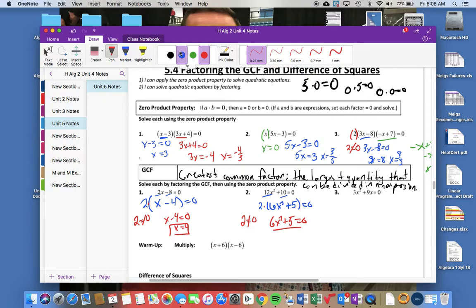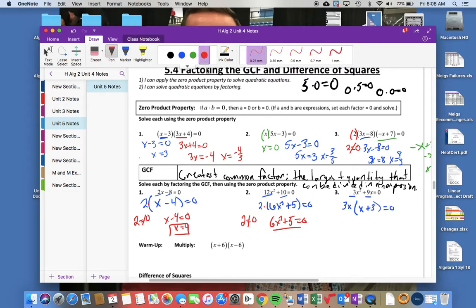Okay. Last one here. 3x squared plus 9x equals 0. Here, the largest number we can divide by is 3, but we can also factor out an x because both terms have an x in them. And so let's see, 3x squared divided by 3x is just x. 9x divided by 3x is 3 equals 0.